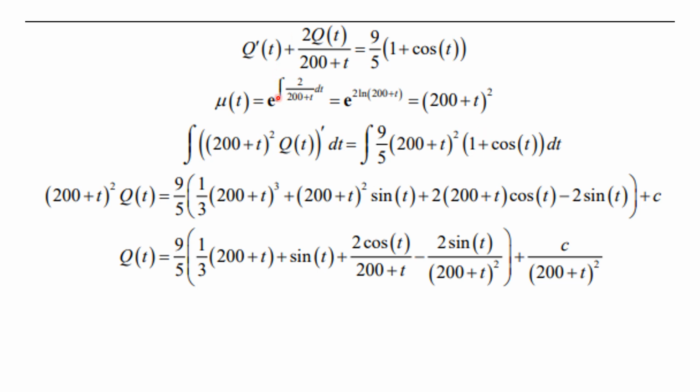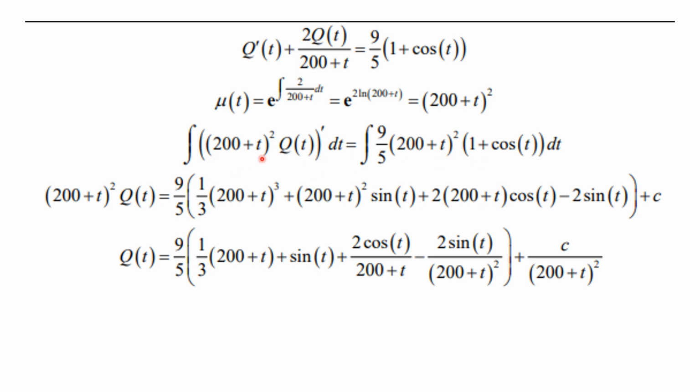Now you see you can reorganize that one, and that in fact is linear because there's Q prime, there's Q of t, and then you have this function of t, and this is the right hand side. So this is a linear first order differential equation which we can solve using an integrating factor. So we find that the integrating factor is in fact this. So we multiply all the way through by this integrating factor, and you can check that, but this is a correct integrating factor, and then we integrate both sides.